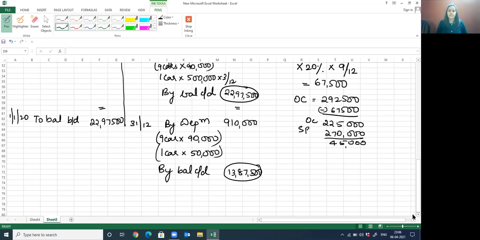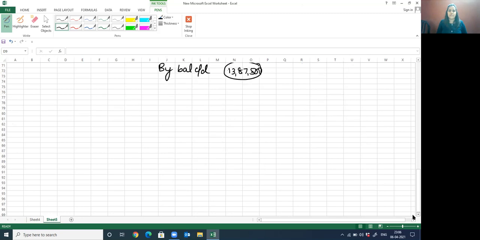So let's go to the next question. Question number 5B. Okay. Now 5B question number. The following are the balances on 31st March extracted from the books of Mr. Sanjeev. So you have balances, additional information. Then we require trading profit and loss account for the year ended 31st March and balance sheet as on that date. Chalo, let's do this.